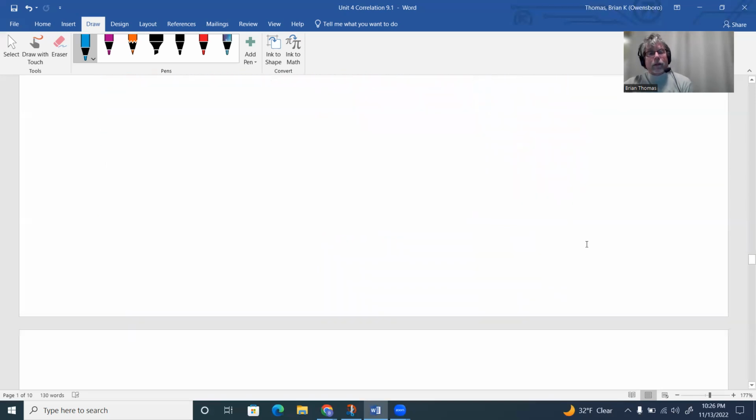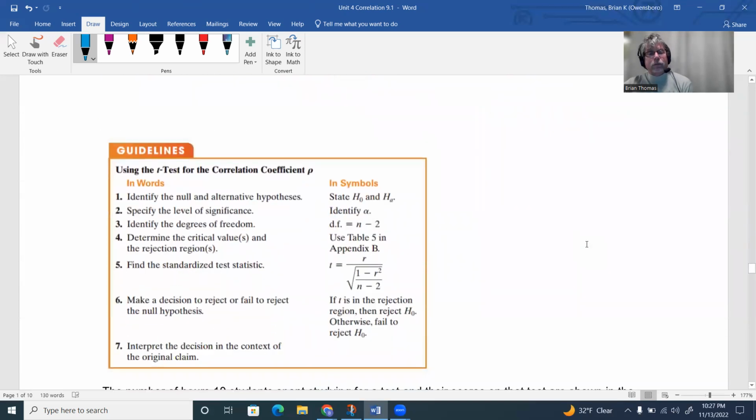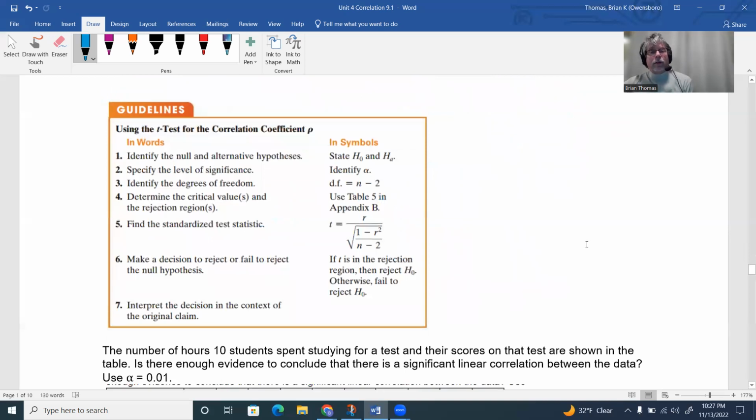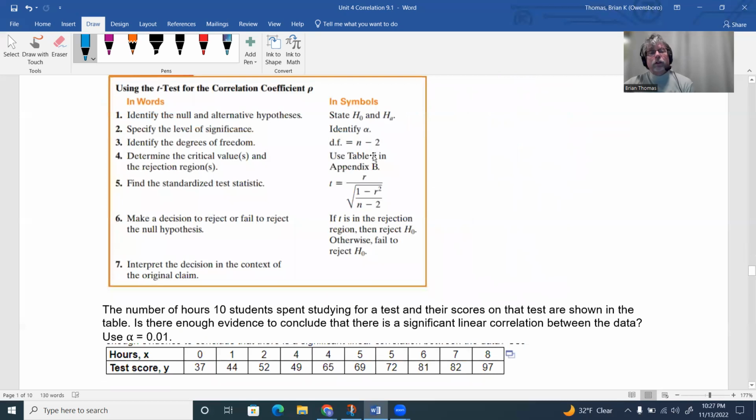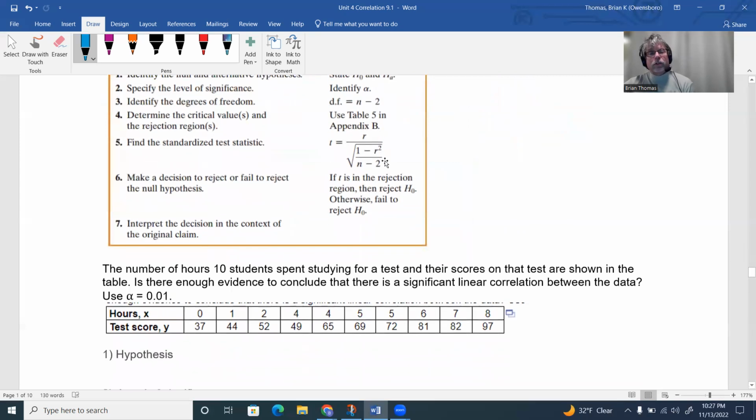So let's see if we can pick up on this here. In hypothesis testing, again, we have to identify the null and alternative hypothesis. From there, we want to identify alpha. The degrees of freedom is going to be this n minus 2. Now, we can use this table, or again, we can use inverse t on our distribution.